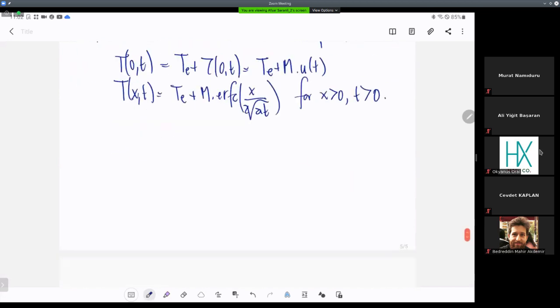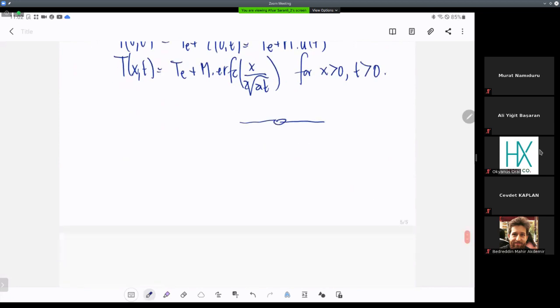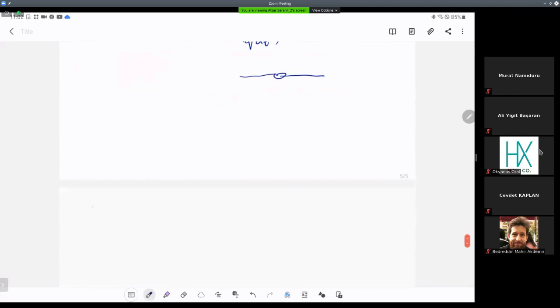All right, so that's the analytic solution of this partial differential equation. Now, what I want to discuss is how we can approximate this as a lumped parameter approximation.